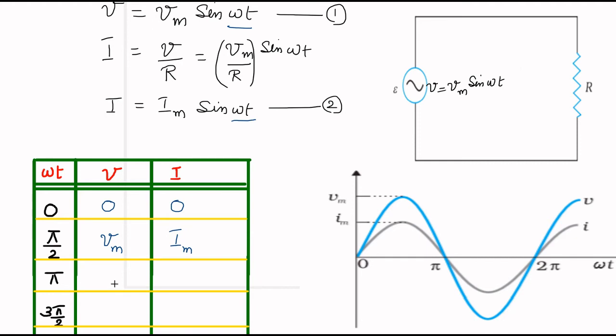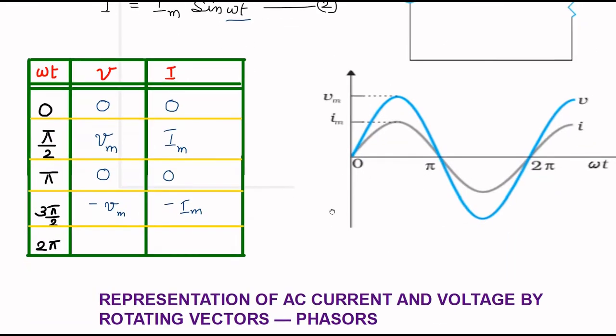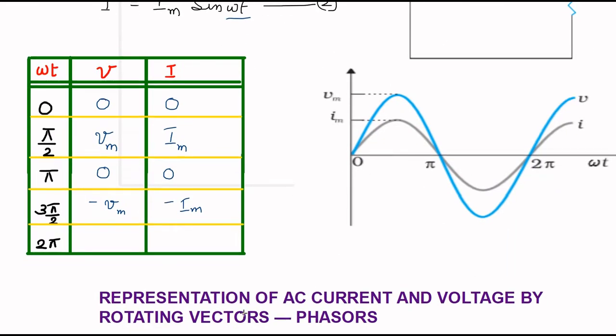For omega t pi, again voltage and current have 0 value. For omega t 3 times pi by 2, voltage is minus Vm, current is minus Im. For angle 2 pi, EMF or voltage and current are again 0.